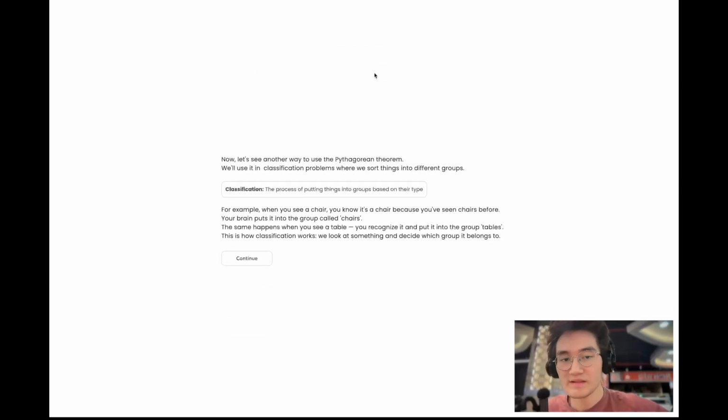Okay, now let's see another way to use the Pythagorean theorem. We'll use it in classification problems where we sort things into different groups. Classification is the process of putting things into groups based on their type. For example, when you see a chair, you know it's a chair because you've seen chairs before. Your brain puts it into the group called chairs. The same happens when you see a table. You recognize it and put it into the group tables. This is how classification works. We look at something and decide which group it belongs to.